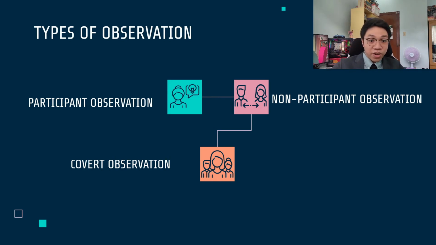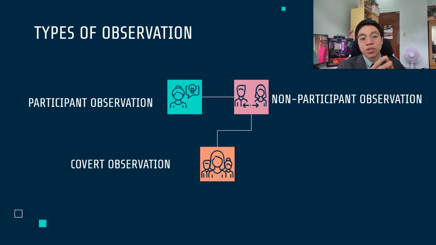As discussed earlier, participant observation is where the observer or the researcher is part of the group where the event would eventually happen. Non-participant observation, on the other hand, is where the researcher is at a distance away from the participant group. So the researcher here merely observes and is not part of the event that is currently happening.